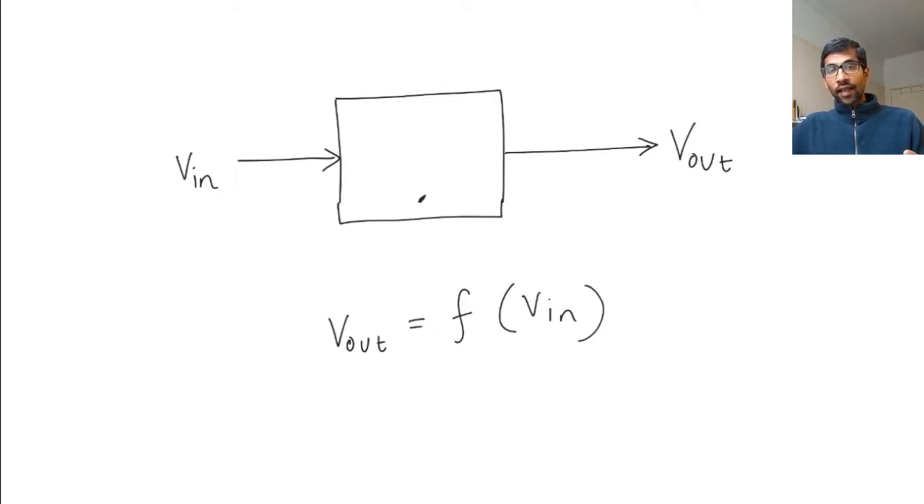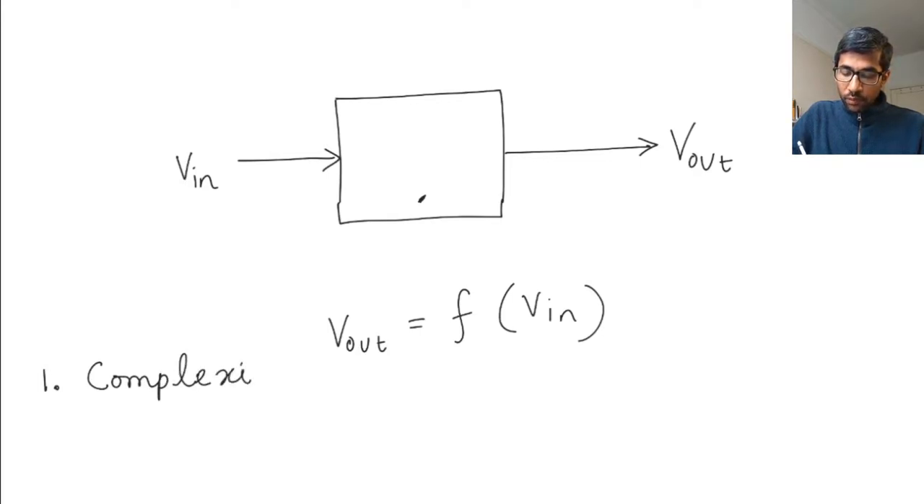Now this has two advantages. Firstly, it enables us to get very complicated functions into the device. So complex functions, or let's put it, the advantage is complexity. You can have a lot of complexity built into the kind of transformations that you can do with this device. The second thing that it would help you with is cost.